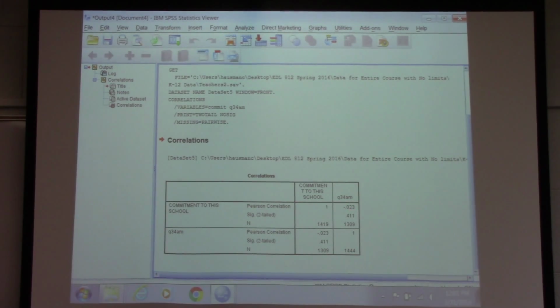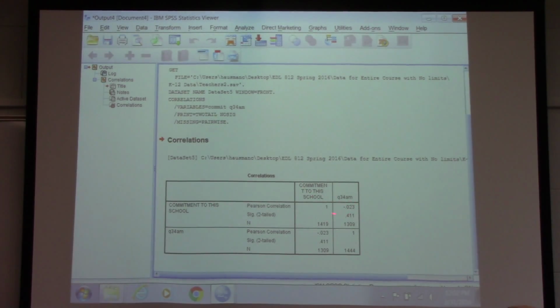In other words, for people who are at a school longer, in this particular case, those 1,309 teachers that answered both questions, there's really no significant relationship, but if it was significant, it would be negative. In other words, the longer you are at a school, the less committed you are to the school. Maybe you feel stuck, maybe you're burned out, I don't know. But it's not a significant correlation. The accurate answer here is there's no relationship between commitment to the school and years of service at that school.